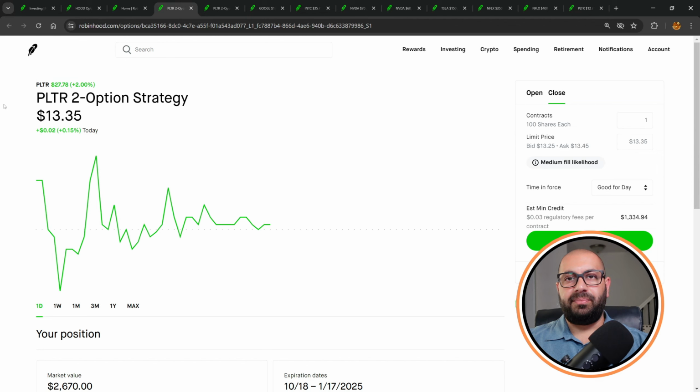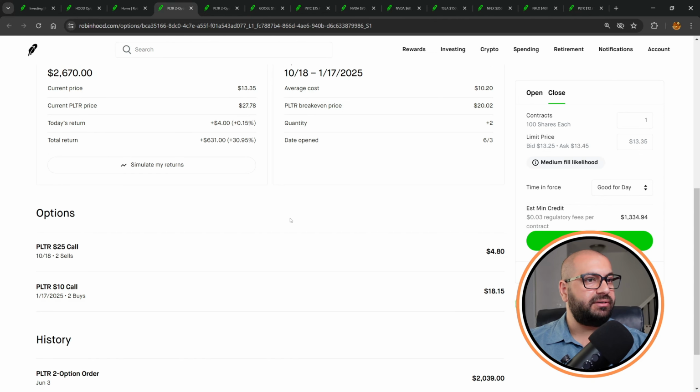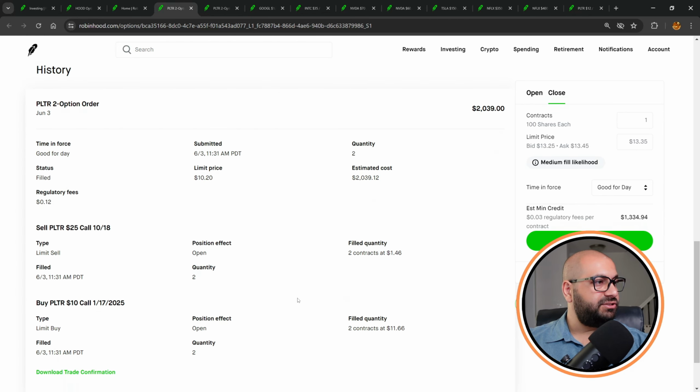The third name that I'm playing poor man's covered call on is PLTR, and I currently have two different option strategies open. Here you can see the details, opened on June 3rd. I have 2 contracts. I paid an average cost of 10.20, or $1,020 per contract. I have an unrealized profit of 30%, which is $631. You can see here in the history the full details about the trade.